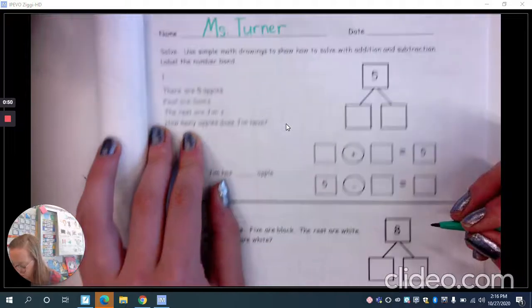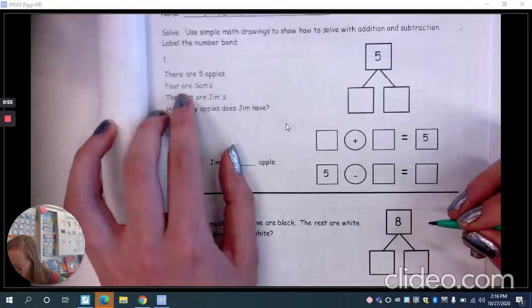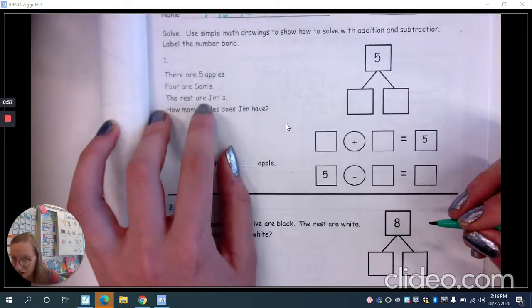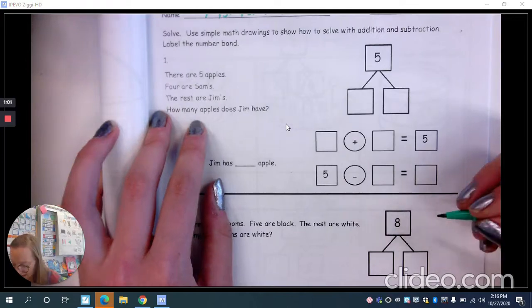First, I'm going to read here, there are 5 apples. 4 are Sam's. The rest are Jim's. How many apples does Jim have?